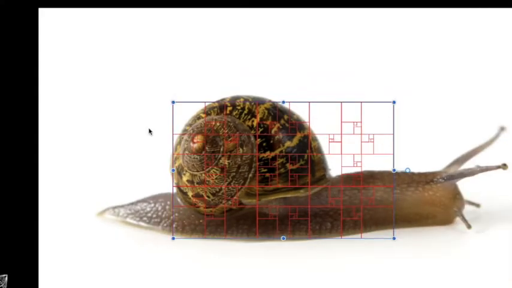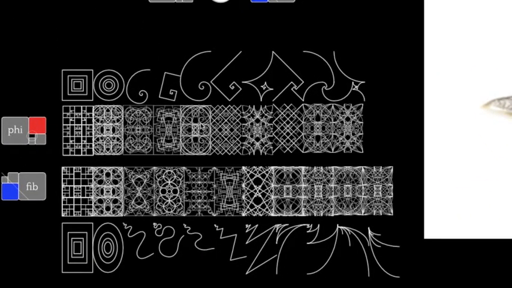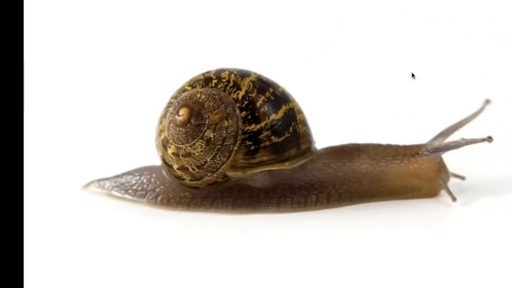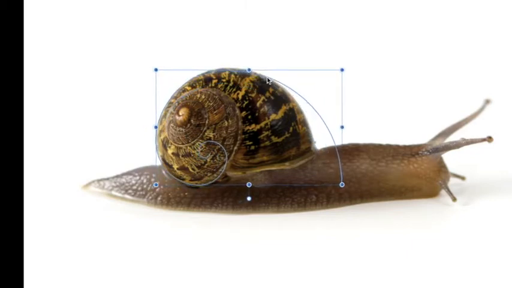Okay, so the obvious thing, the snail shell and the famous nautilus shell, is that it's going to be a phi spiral. So let's just double check that right off the bat, see if we can find that phi spiral. And what we're going to learn is that, like the nautilus shell, it is not actually a phi spiral perfectly in that traditional sense.